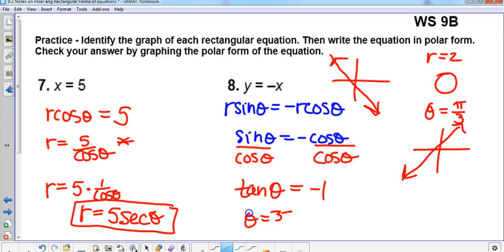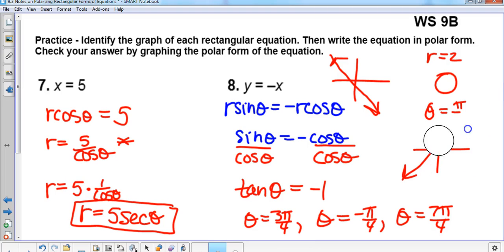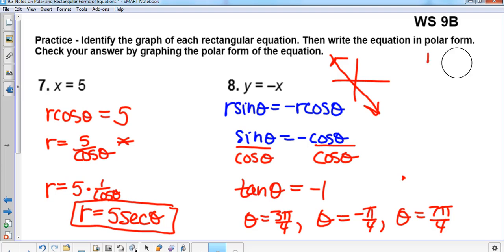3 pi over 4. Where else? Could I call it negative pi over 4? Could I call it 7 pi over 4? Would any one of those make... That's an example from another question. I got to erase that so you're not confused. But would any one of those make this line? 3 pi over 4, negative pi over 4, 7 pi over 4, all points on that line? Okay.